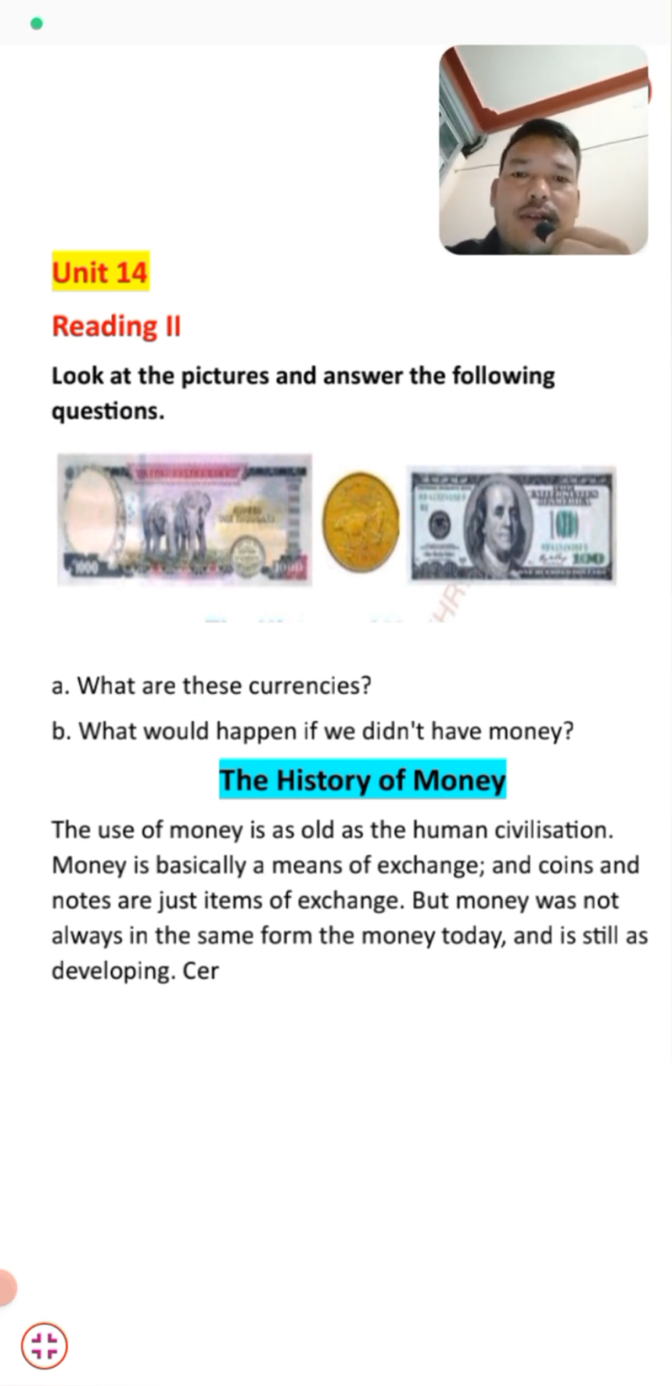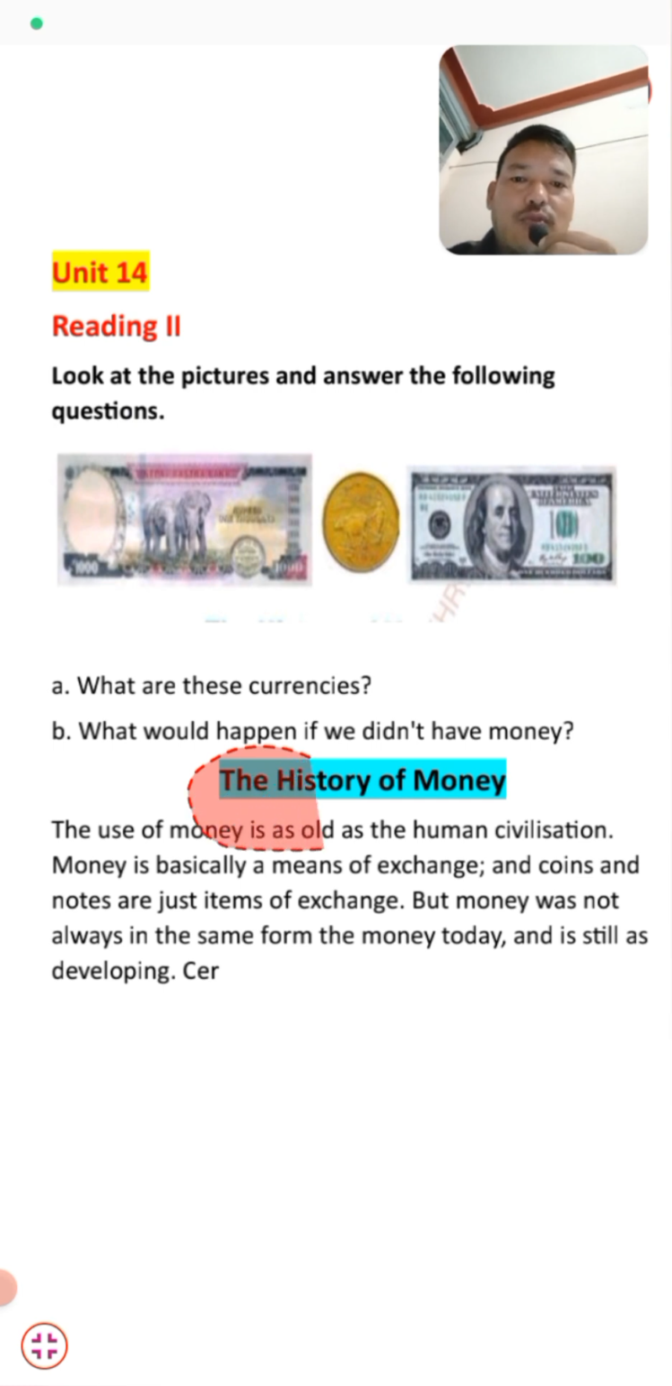The second question we have is, what would happen if we didn't have money? Can you guess, can you imagine, students, what will happen if we don't have money? It's very clear, students, if we don't have money, we wouldn't be able to buy anything. Without money, we won't be able to buy food, we won't be able to buy goods and all things. So this is all about your question and answer about this picture.